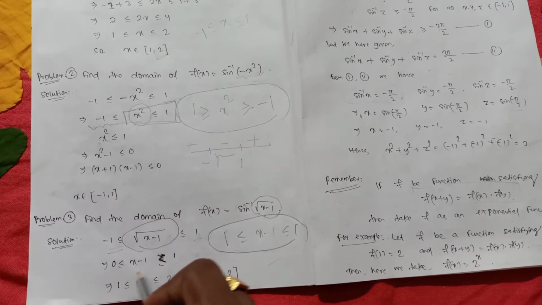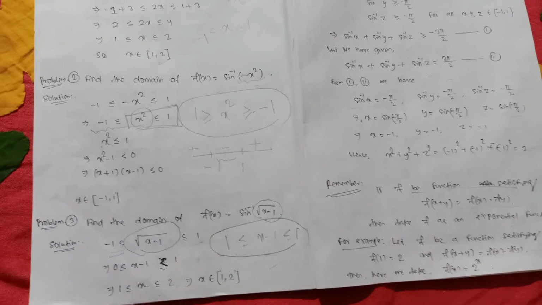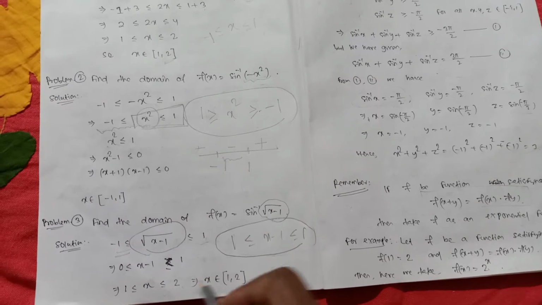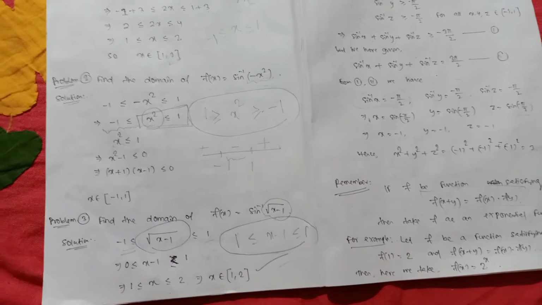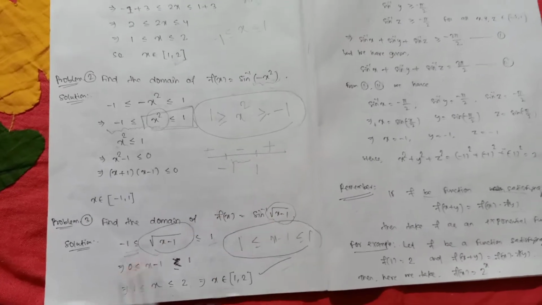So that is written here: x minus 1 is greater than or equal to 0 and less than or equal to 1. Now solving it for x, what do we get? We get that x belongs to the closed interval 1 to 2. This is the domain of this function, sin inverse of root under x minus 1.